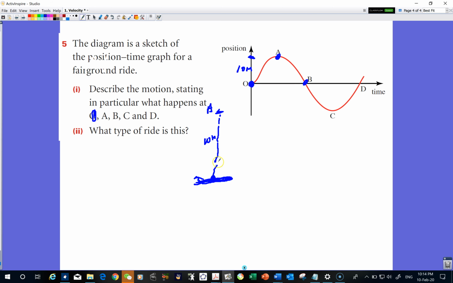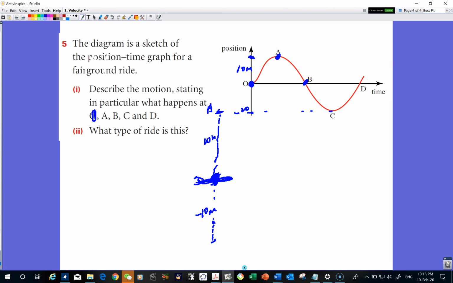At B, the position is 0. So the object has come back to the original point or original position. At C, the position is negative. It's on the negative axis. So let's say this is minus 10. So the object has moved down negative 10 meters down. And at D, it comes back to the original position.